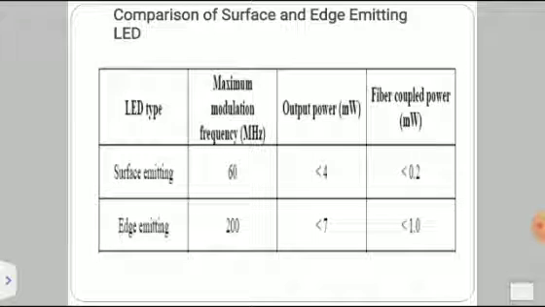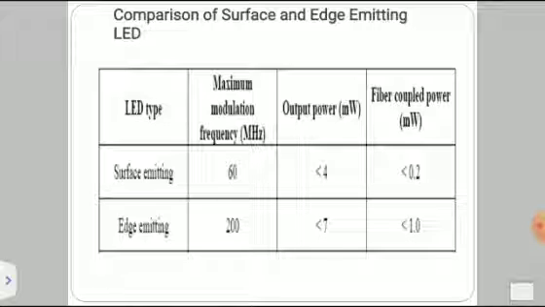Now, the last topic: a comparison of surface emitting LED and edge emitting LED. These are the two types of LEDs. As I mentioned, the surface emitting LED was investigated first. After a few years, about 5 years, the edge emitting LED was investigated. We prefer edge emitting LED, and construction-wise it is good. Scientists and engineers want that one. Let me highlight why edge emitting LED is preferred compared to surface emitting LED.